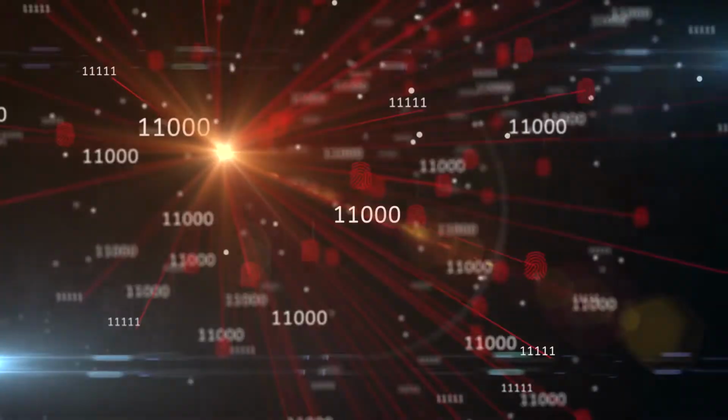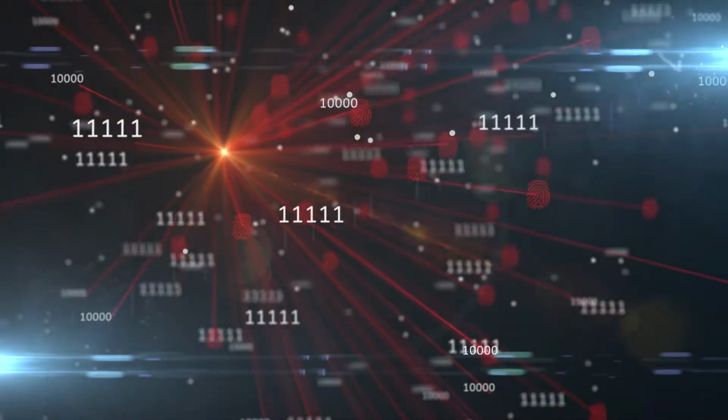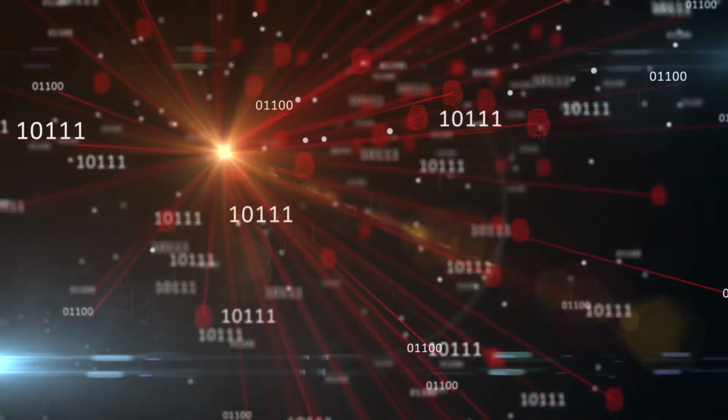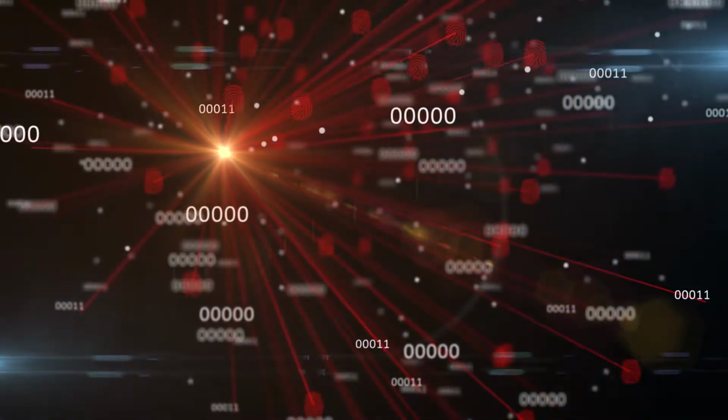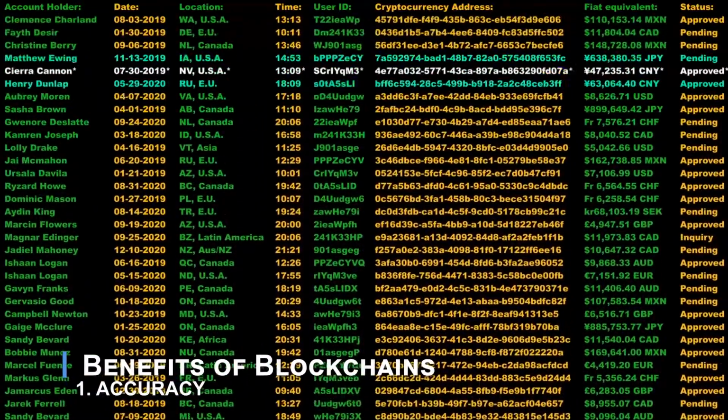Hash codes are generated by a mathematical process which converts digital data into an array of letters and numbers. If the data is altered in some way, the hash code will change in the same way. Benefits of blockchains: accuracy.